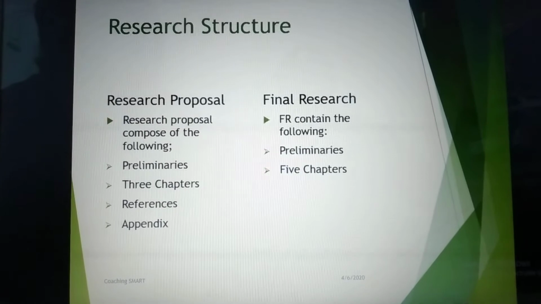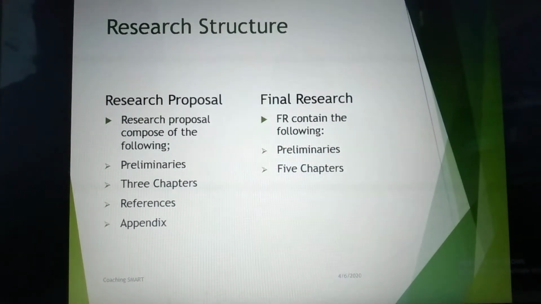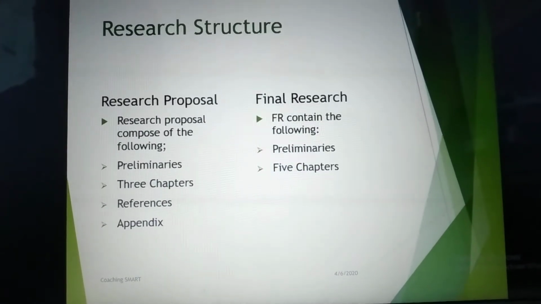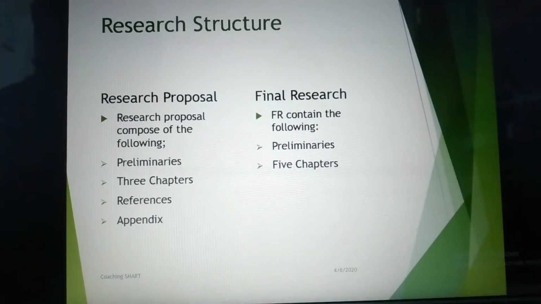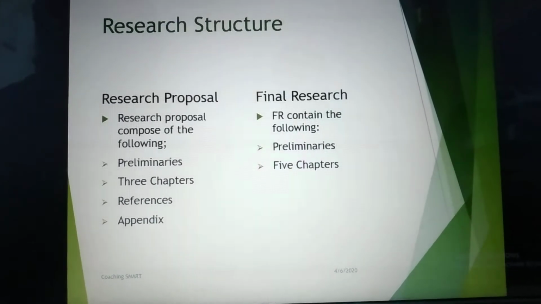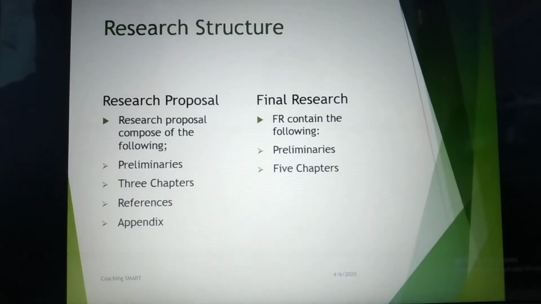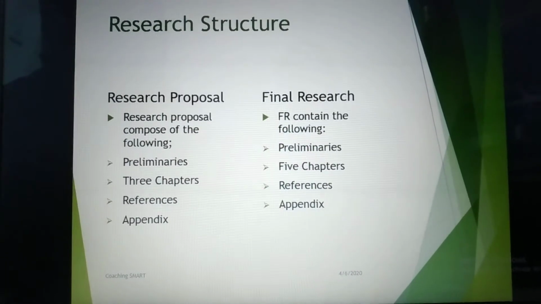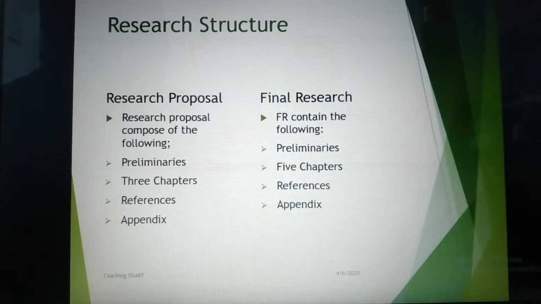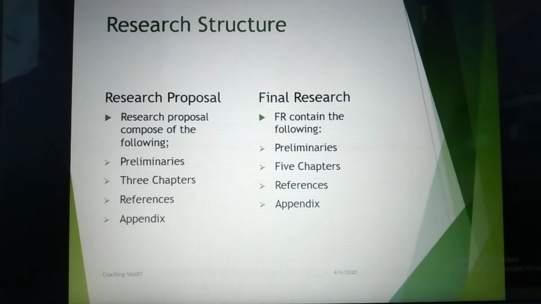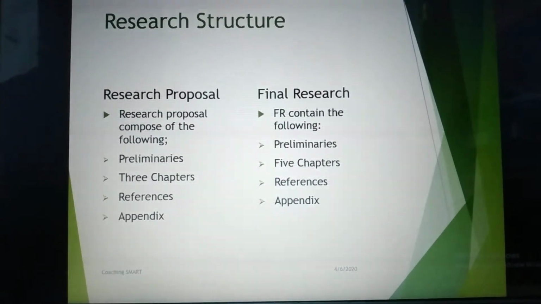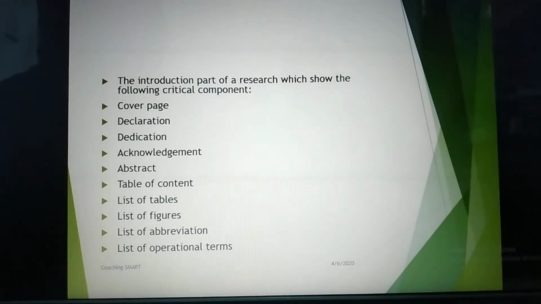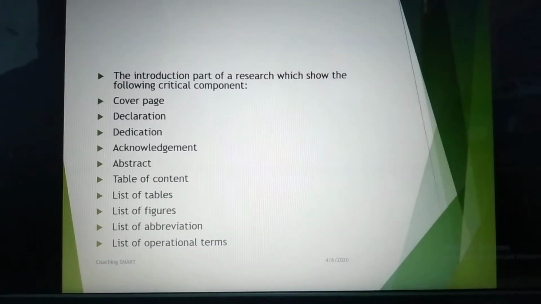After research methodology, we have data analysis. Then chapter 5, we have research findings, summary of findings, conclusion, and recommendation. Then reference, appendix. So these are the differences between the research proposal and the final research. Now we move on to the next area, the preliminaries.